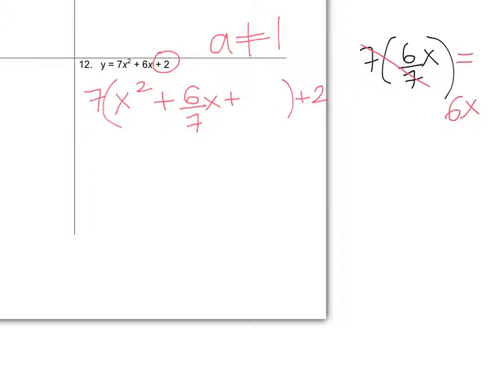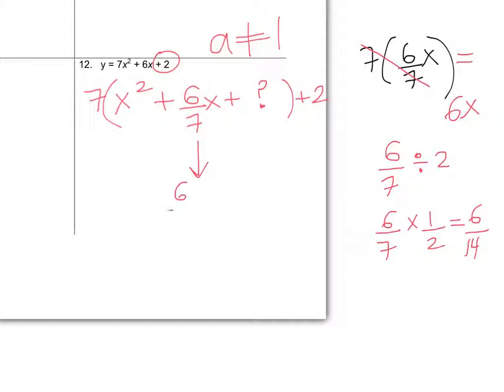Now, to know what to add over here, you need to divide that by 2. So 6 over 7 divided by 2 means you are multiplying by the reciprocal, which will give you 6 times 1 is 6 and 7 times 2 is 14. So then b over 2 in this case is 6 over 14. And remember, you need to square that. However, if you look closer at this number, you're going to see that you can simplify it. You can divide both of them by 2 and you're going to get 3 over 7.